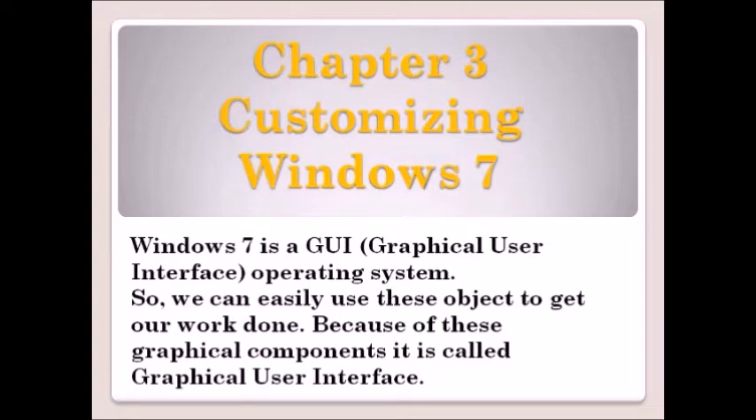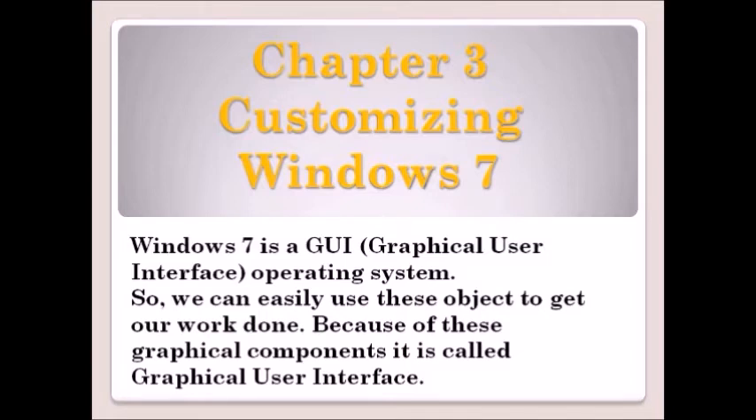Windows 7 is a GUI operating system. GUI means graphical user interface. This operating system provides some graphical components to the user to interact with the computer. It also provides commands in the shape of menus and other graphical objects like icons. Using the mouse pointer we can easily use these objects and get our work done. Because of these graphical components, it is called a graphical user interface.